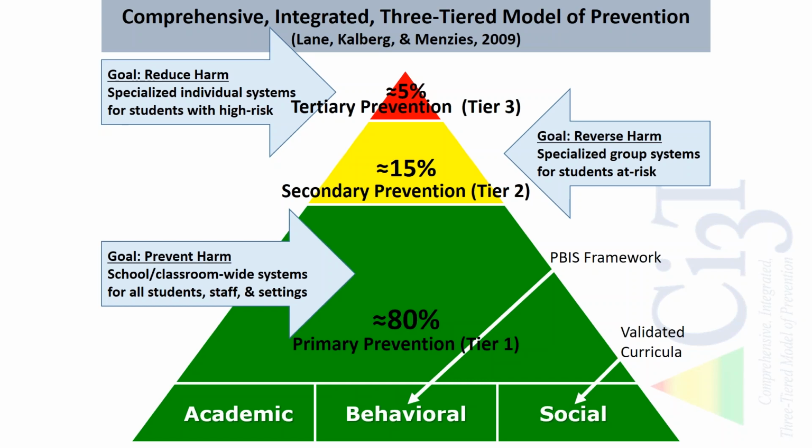And then as part of this model, teams, the CI3T leadership teams in each building, work with their district leaders to make certain that we're addressing our students' social and emotional needs. That's often done by selecting a validated curriculum that is actually taught at Tier 1.